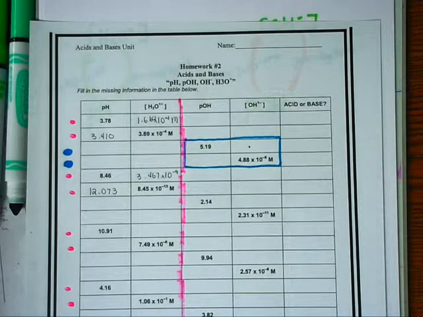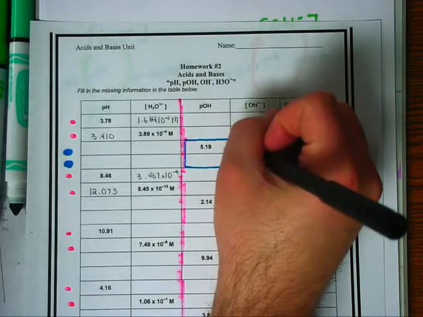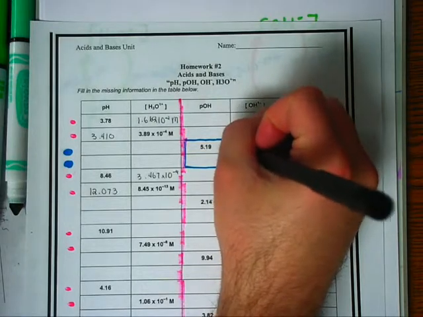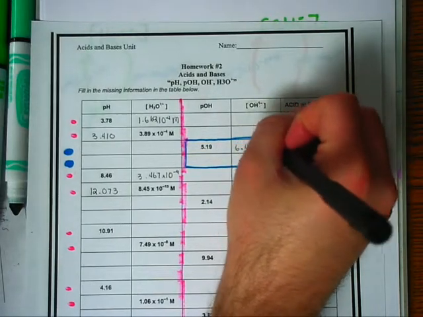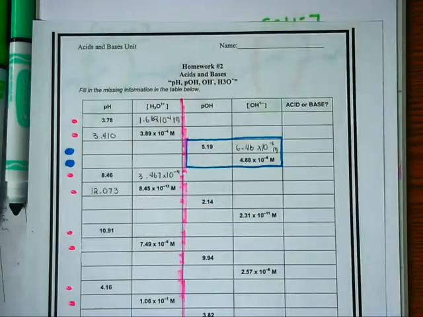That leads me to have 4, 5, whatever. How about 4, 6? 6.46 times 10 to the negative 6. If you don't write 10 to the negative 6, it is wrong. It is extraordinarily wrong. It is as wrong as wrong can be. And that's my molarity of OH minus.